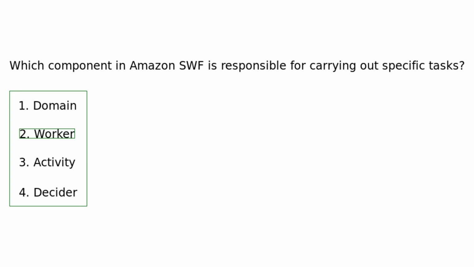In Amazon SWF, a worker is responsible for carrying out specific tasks. Workers are typically EC2 instances or on-premises servers that poll SWF for tasks, execute them, and return the results.